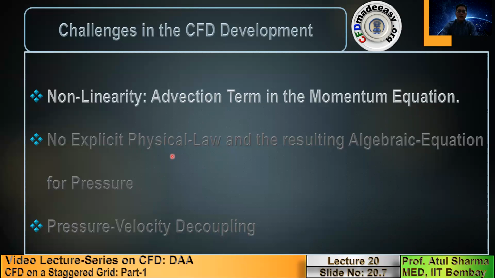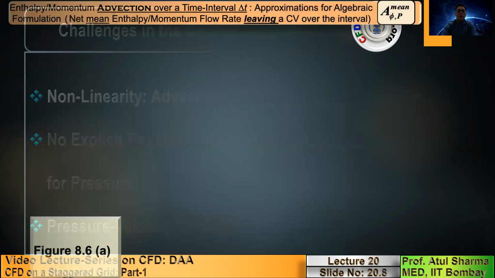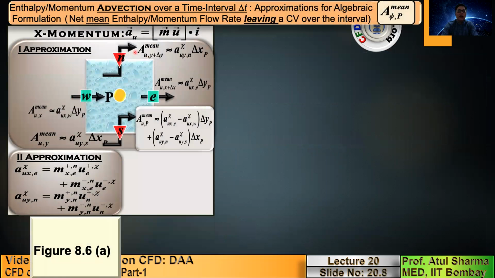So let us get started with the first challenge, nonlinearity, which you encounter in the advection term in the momentum equation. The advection term basically consists of the momentum flow rate, which is the product of mass flow rate and the velocity. If you consider the x momentum conservation, the x momentum flow rate consists of the product of x momentum flux and the surface area, and the momentum flux is given by m vector u vector, which is a second order tensor. But when you apply it for x momentum, you have to take a dot product with i, and this becomes the x momentum flux.